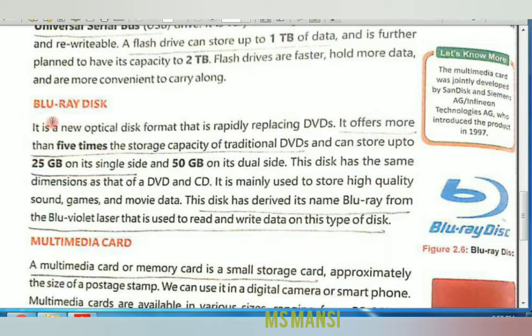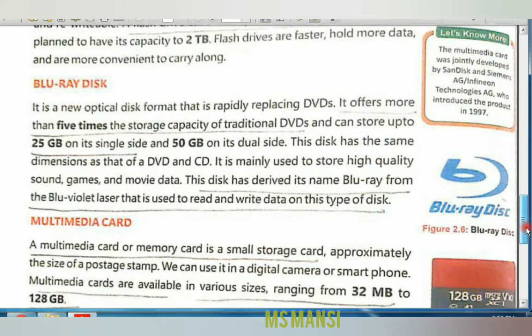So nowadays Blu-ray disc is used because it stores 5 times more data than DVD. It can store 25 GB data on its single side and 50 GB on dual side. Its dimension is the same as DVD and CD. It can store high quality sound, games and movie data, and its name is derived from the blue violet laser.